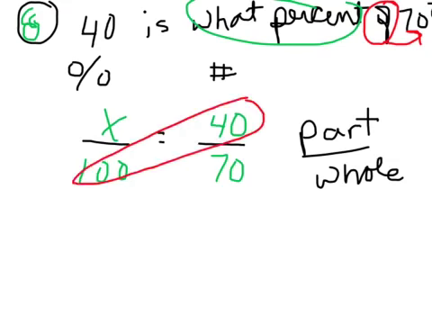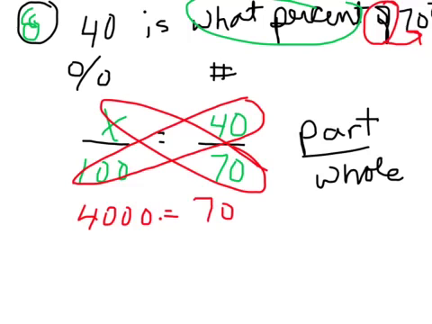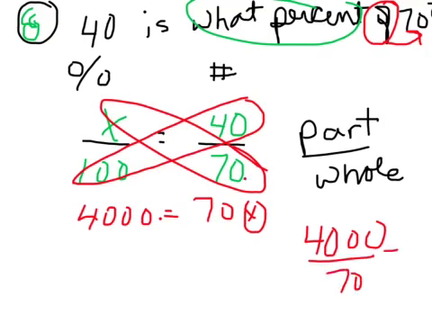Cross multiply. 40 times 100 would be 4 with 3 zeros after it. And you could either put equals 70x if you're cross multiplying. If you were doing algebra to get the x by itself, you would divide the 70 out of both sides. But if you don't know algebra, you would simply multiply the two numbers across from each other. 40 times 100 is 4,000. And divide by the thing across from the unknown.